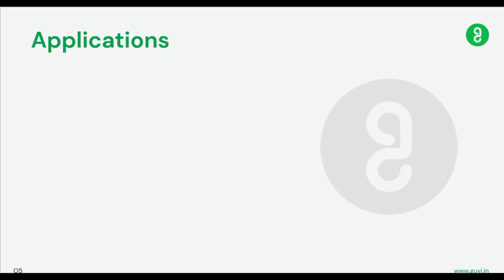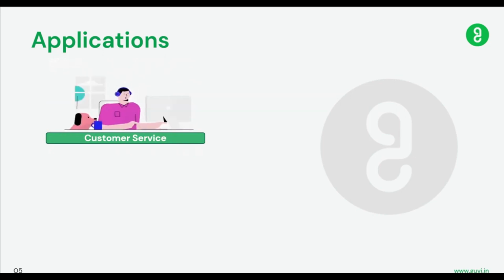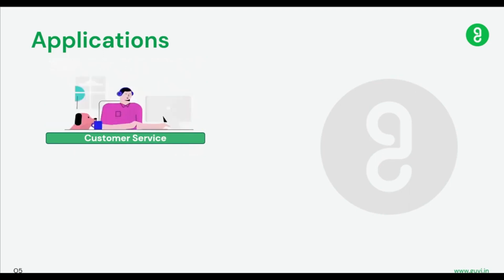Here are examples of how it can be used in the customer service department. ChatGPT can be used to provide an automated customer service response on websites as well as social media platforms. Customers can input their questions or concerns, and ChatGPT can generate an appropriate response based on the input that has been provided.